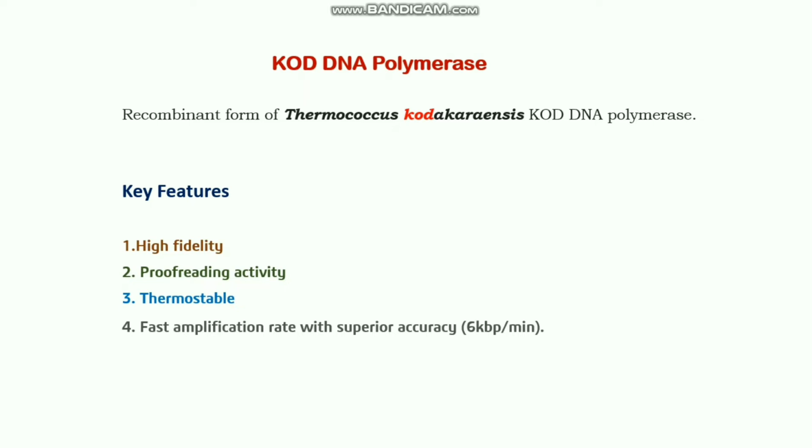Because the Taq DNA polymerase has a very slow amplification rate, but KOD DNA polymerase has a very high amplification rate. So for plasmids of 5 kb or more, you can use KOD DNA polymerase for the amplification, and this is a very fast process.